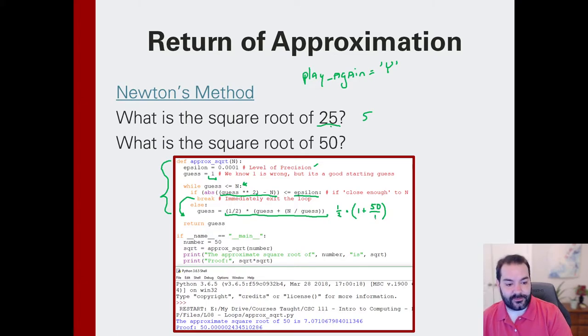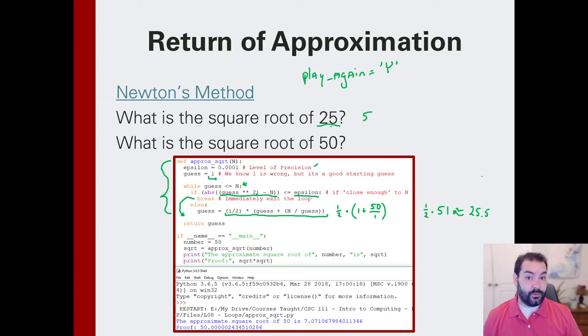And so in this case, 50 divided by 1, that's 50. Plus 1, that becomes one half times 51. Roughly speaking, what is that? That's like 25.5? I think that's right. Don't quote me on that.